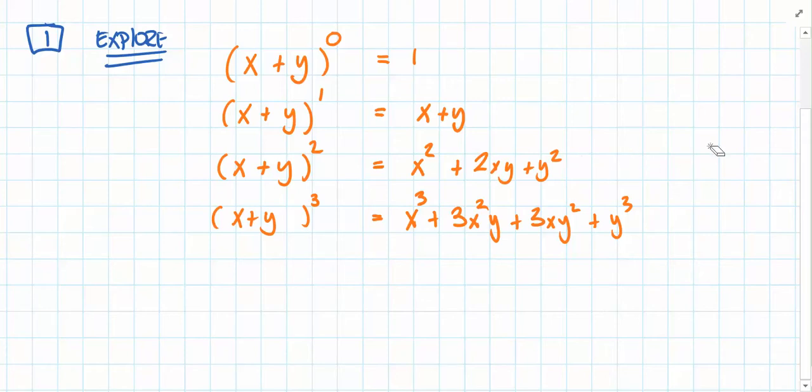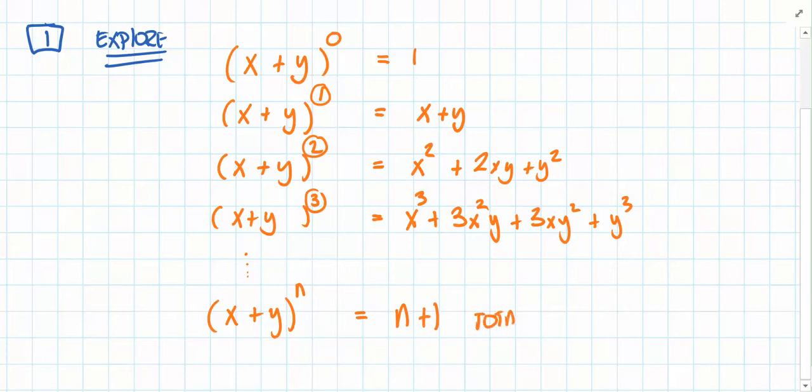Now, let's talk about this. This is the exploration part. For the 0 exponent, how many terms ended up being present? 1. Good. For my exponent of 1, how many terms? 2. For the exponent of 2? How about for the 3? If I kept going and did x plus y all to the nth, how many terms am I going to have? n plus 1 total terms, right?